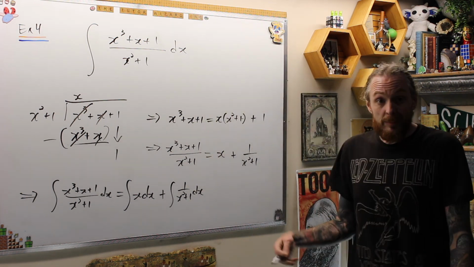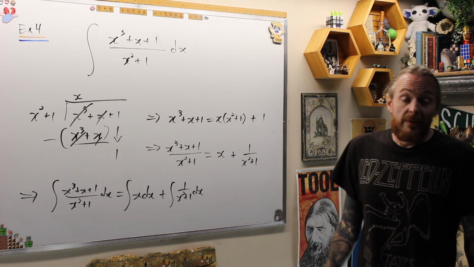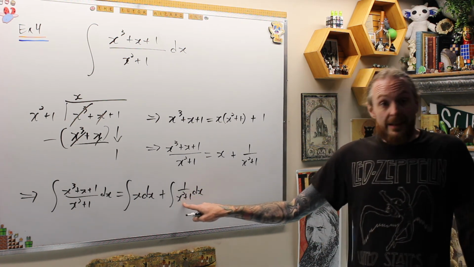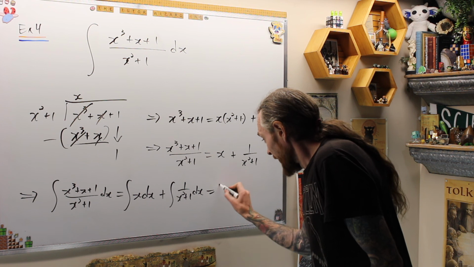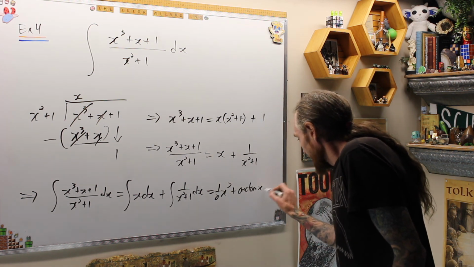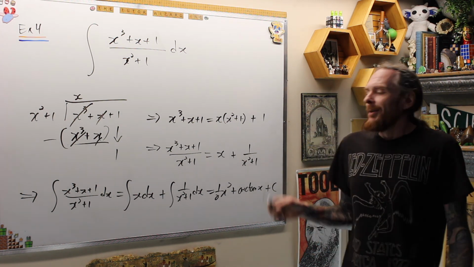And we show using implicit differentiation that the derivative of arctangent is 1 over x squared plus 1, so the integral of this is arctangent. So this is 1/2 x squared plus arctan x plus a constant of integration. Blah, blah, blah, blah, blah.